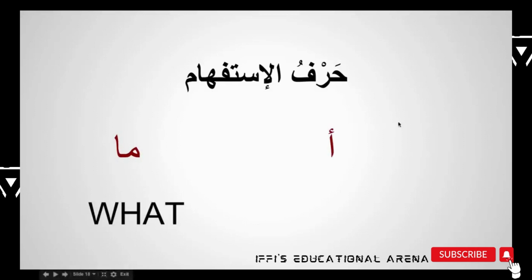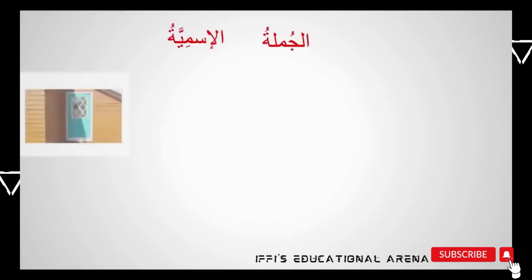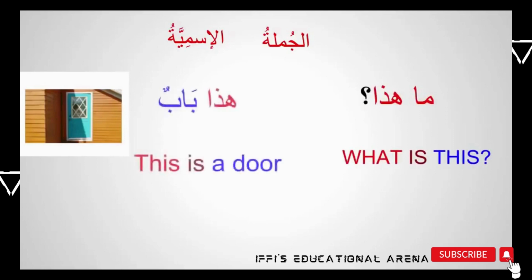So we'll be learning about two words today, inshallah. So first letter is called ma, and the second is a. Ma means what, and very soon we'll be learning about a after ma. So ma means what. So if you want to say what is this, what do you say? Ma hadha. What is this? So ma is used to ask questions about objects or animals. So it's like this. Ma hadha. What is this? Say hadha babun. This is a door.